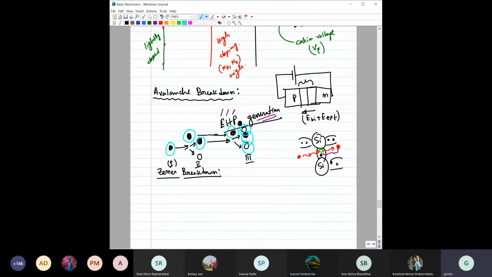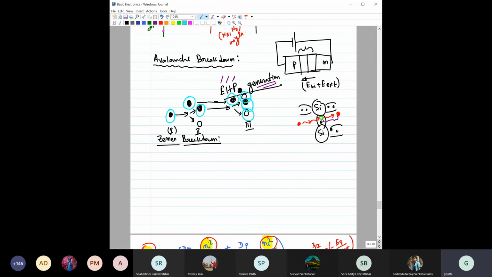If the electric field is so high that all the bonds can rupture at the same time, yes, it is possible. But beforehand only this avalanche process will occur, because there is some leakage current, some electrons and some carriers are always flowing through the depletion layer. Okay.